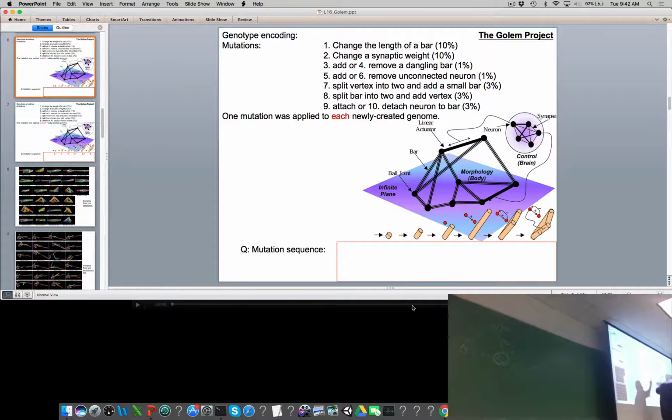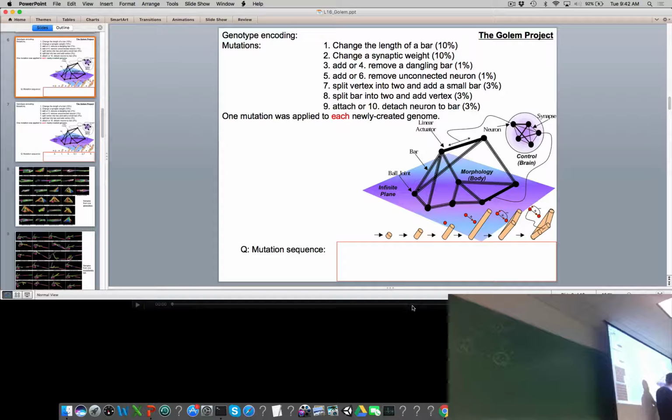Oh, and I forgot to mention the percentages are the probability that that mutation would occur. Right? So for example, changing the length of a bar tended to happen much more often than adding or removing a neuron. Okay, so mutation one and mutation five, what mutation operations occurred here? One for sure and five, add an unconnected neuron, exactly, which is this one.